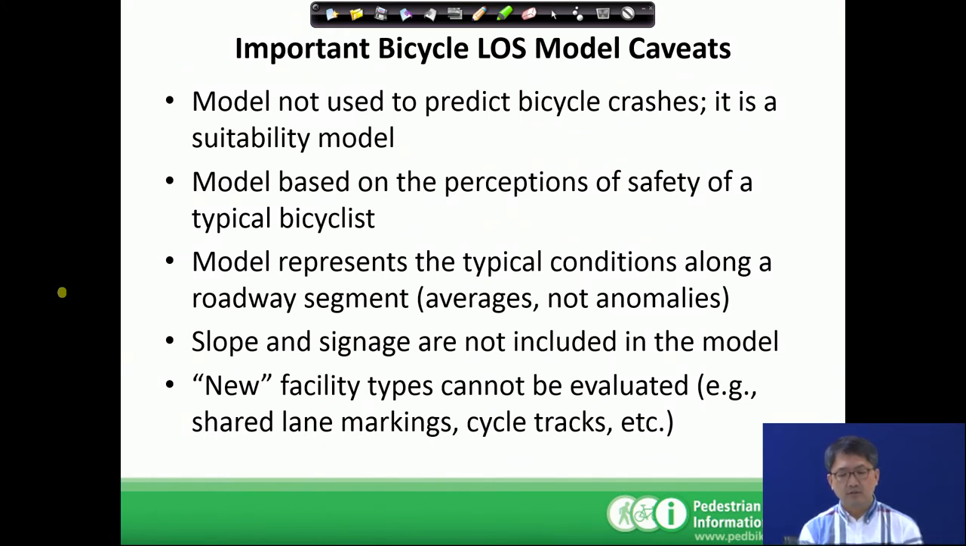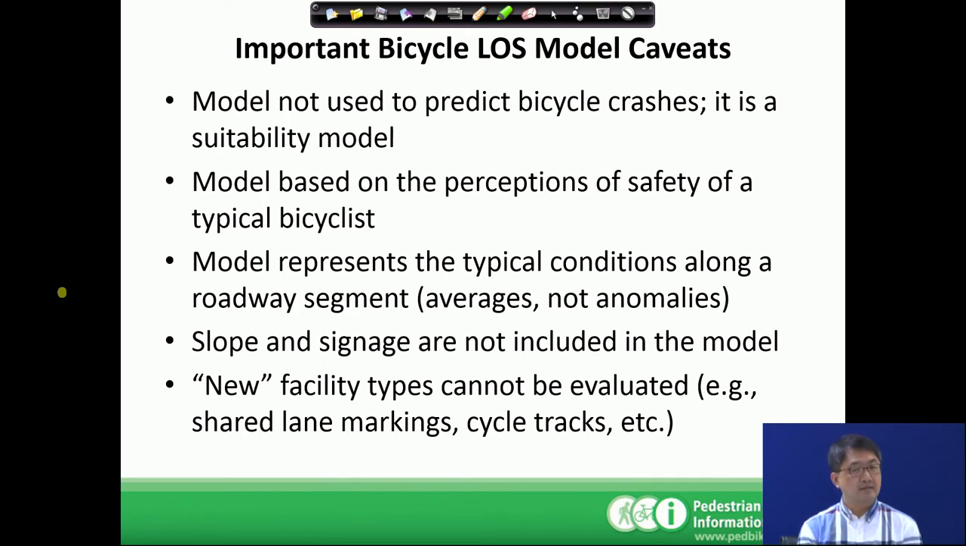The model is based on the perceptions of safety of a typical bicyclist. So it's not really a quantitative way of looking at the safety aspects of it. The model also represents the typical condition along the roadway segment. So it's only looking at average. This is very common. If you have a regression model, it's only looking at average conditions. As you know, regression to the mean is looking for the mean if you have predictions over multiple periods of time. And the slope and signage are not included in the model.